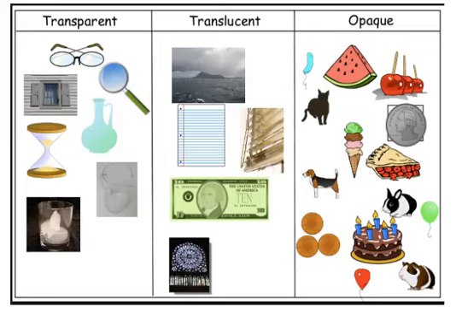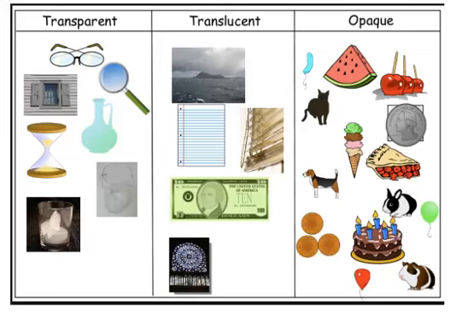Welcome, boys and girls, to the continuation of our study in light for Science Unit 6, Lesson 4. In our previous lessons, you probably remember that we learned that light can travel in a straight line. We also learned that light can be blocked. We discovered different types of materials in relationship to light and how it travels through them. We discussed transparent, translucent, and opaque materials.